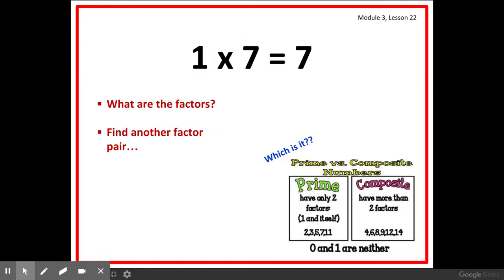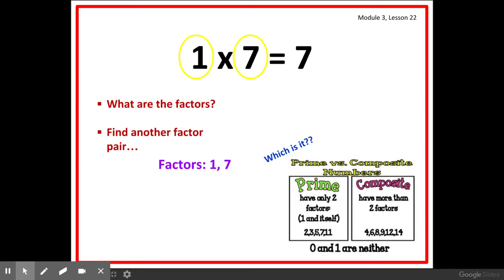All right, let's check this one out. 1 times 7 equals 7. Okay, so what are the factors in this one? 1 and 7. Okay, I want you guys to find another factor pair that you can multiply by each other that makes 7. I want you to think about that. Are there any? Nope, 1 and 7 are the only factors of 7.